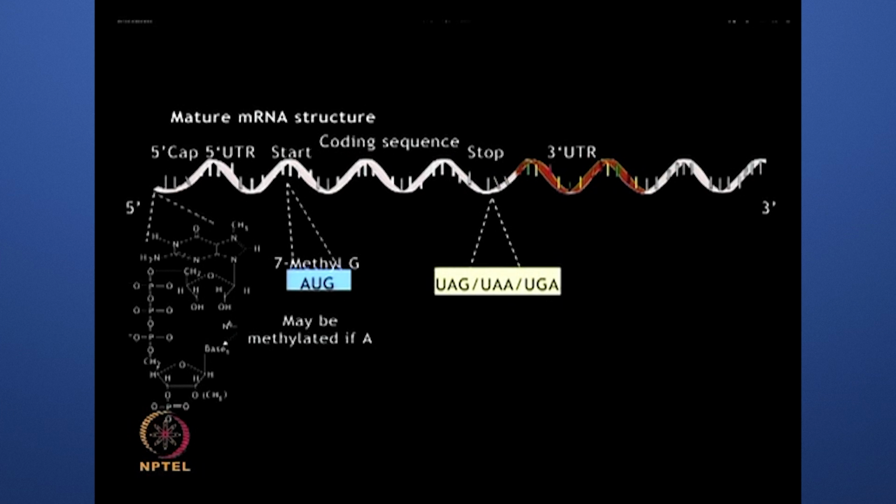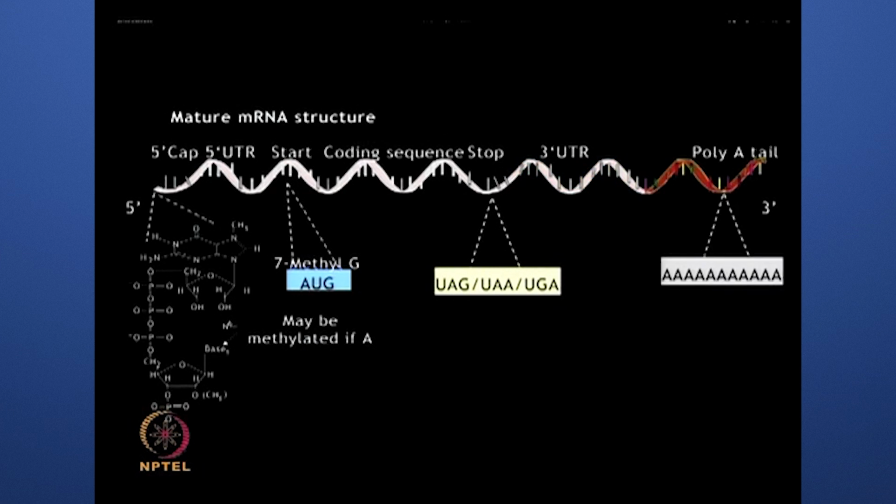The coding sequence is flanked by start and stop codons that define the beginning and end of the gene to be transcribed.